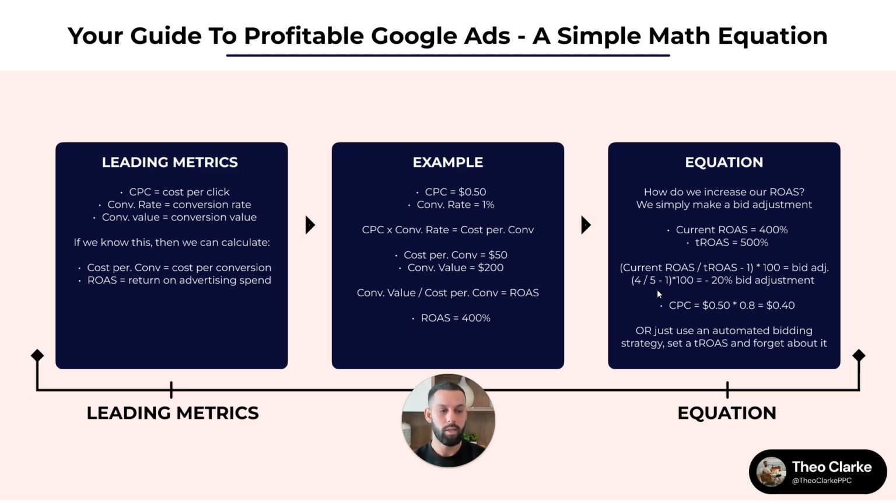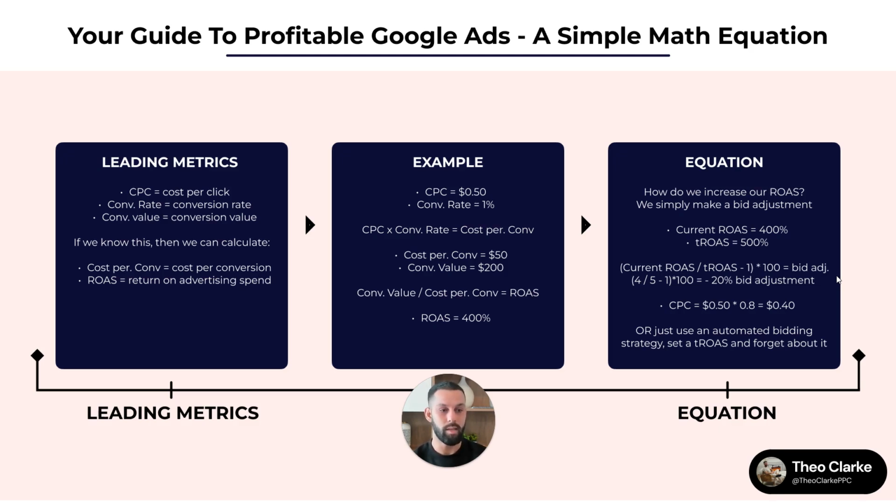Ultimately our conversion rate is going to stay the same, right? So at this point, if we rerun the equation and our CPC is 40 cents and our conversion rate is 1%, that would be a cost per conversion of $40. The conversion value remains the same at $200. So $200 divided by $40 would give us a 500% return on ad spend. And it really is that simple, guys. You just need to adjust your CPCs in alignment with what your TROAS goals are. Over time, you'll notice that that current ROAS will start to increase towards the target ROAS.